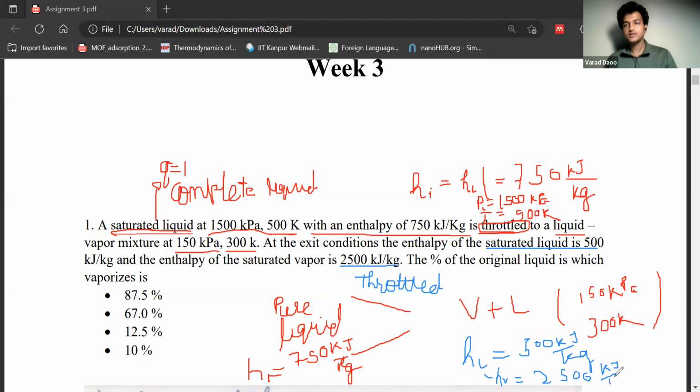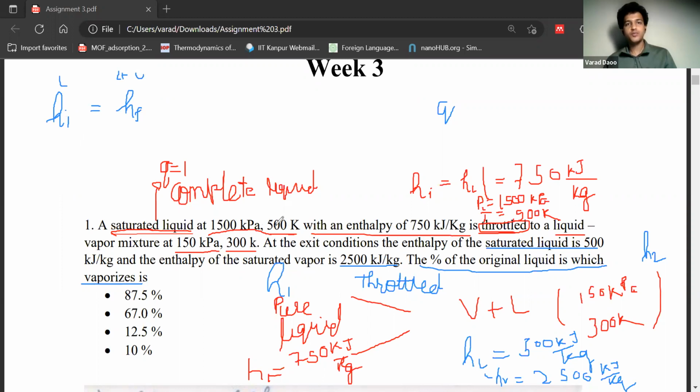What we are asked to find is the percentage of the original liquid which vaporizes. That means we have to find the quality, Q. Throttle means the total enthalpy here is going to remain the same as the enthalpy here. The keyword to remember is throttle, which means the enthalpy remains the same. So the enthalpy at the initial condition equals the enthalpy at the final condition. Here we have pure liquid, and here we have liquid plus vapor.